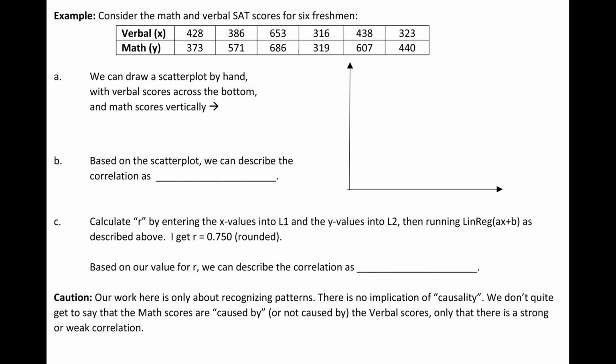And we're going to start by drawing a scatter plot. We'll just do it by hand. And we are told here to use verbal scores across the bottom, at least in my example, and math scores vertically. So looking at those verbal scores, I see the lowest score is 316 and the highest is 653. So I'm going to label my x-axis as verbal scores, because those are the x ones. And I'm going to label by hundreds, starting at 300.